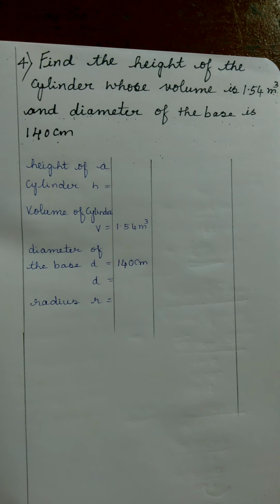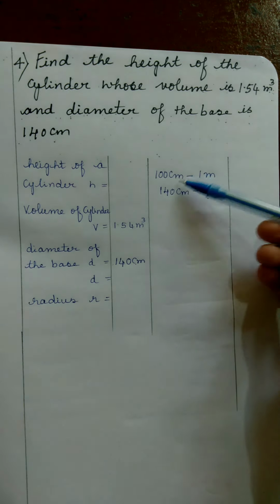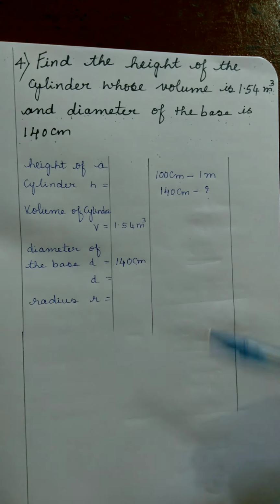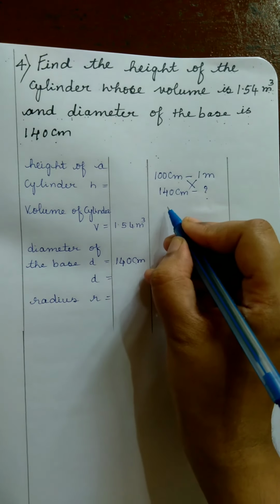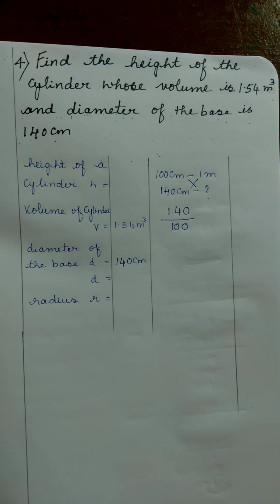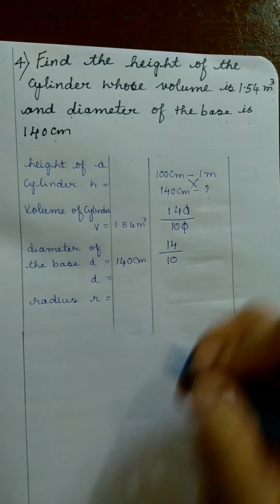Next problem: find the height of the cylinder whose volume is 1.54 meter cube and the diameter of the base is 140 centimeter. So, this centimeter has to be converted into meters. We know that 100 centimeter is equal to 1 meter, then 140 centimeter is how many meters? On cross multiplying, we get 140 divided by 100. 0 and 0 get cancelled. We have 14 divided by 10.